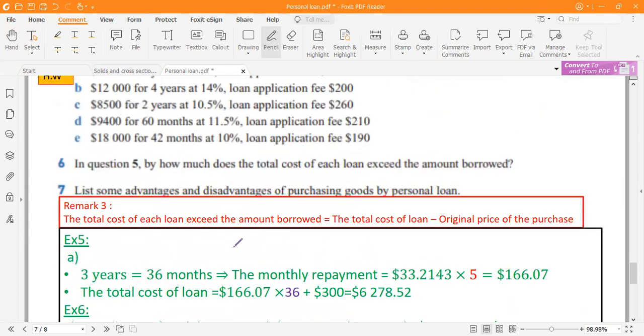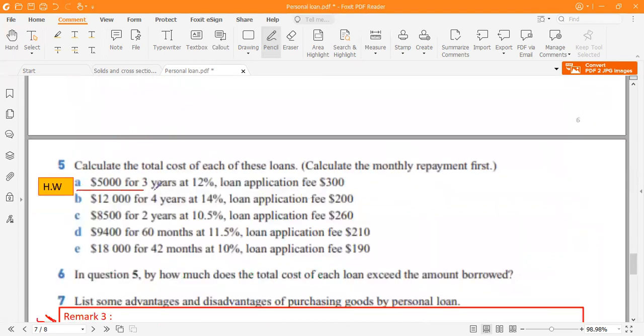Moving to exercise 5, we want to explain how to calculate by how much the total cost of each loan exceeds the amount borrowed. How do we obtain it? Normally it is the difference between the total cost of the loan and the original price of the purchase. We can apply this remark to exercise 5, part A.